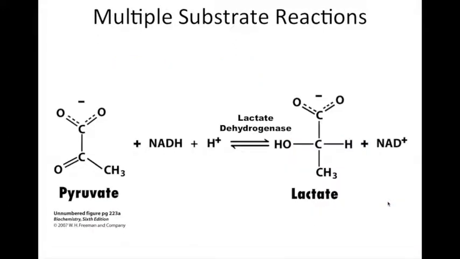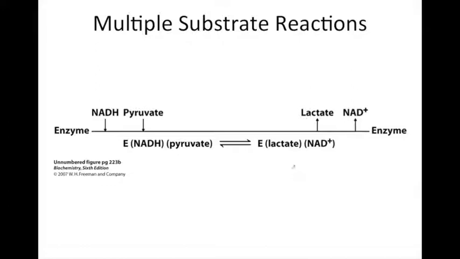Let's take a look at a reaction that follows the ordered sequential kinetics. This reaction is catalyzed by lactate dehydrogenase, and lactate dehydrogenase binds two substrates. It binds pyruvate and NADH. It converts pyruvate into lactate and NADH into NAD+. So this is an oxidation-reduction reaction. Let's look at this using a Cleland notation.